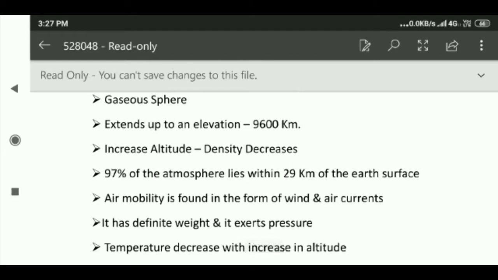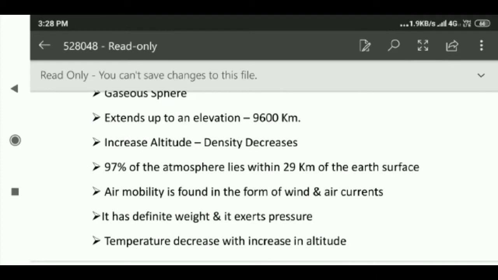About 97% of the air or atmosphere is concentrated or lies in the lower 29 km of the earth. We do not feel the presence of air unless there is a horizontal motion in it, which is known as wind. Air mobility is found in the form of wind and air currents. Atmosphere has definite weight and it exerts pressure. Atmospheric pressure at sea level is 1034 grams per square centimeter.